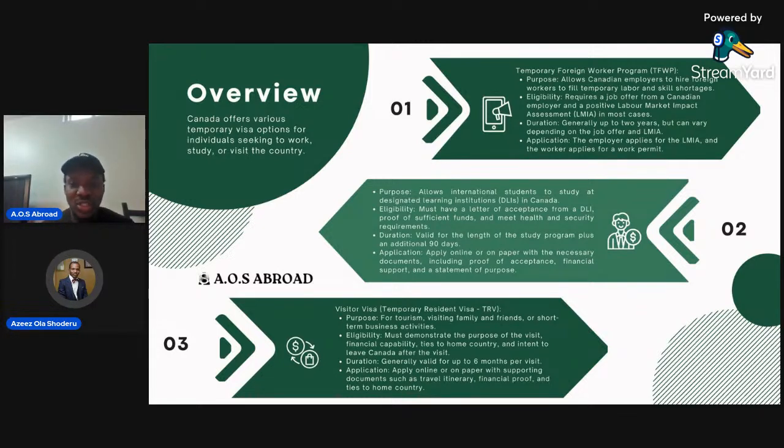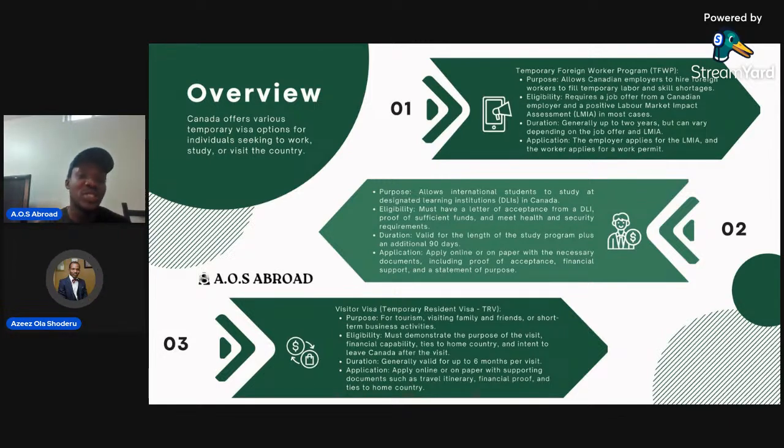Another thing is the duration: the validity for the length of the study program must be more than 90 days, or let me say, perhaps when they approve, they can approve your temporary residence visa application within 30 to 90 days. But again, the study program that you actually have to study may be more than 6 months, 1 year, 2 years, depending on the one you actually want to apply for.